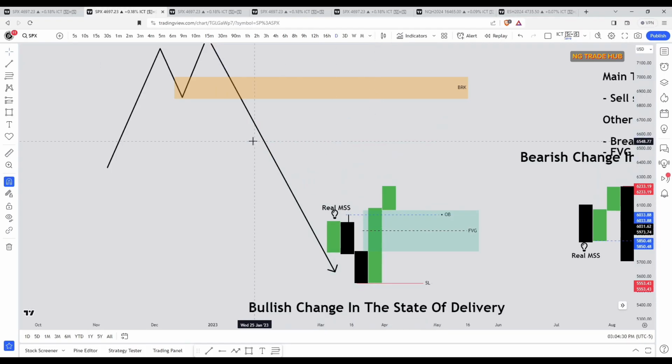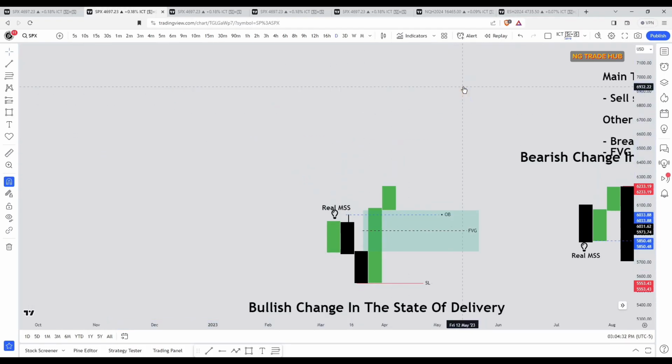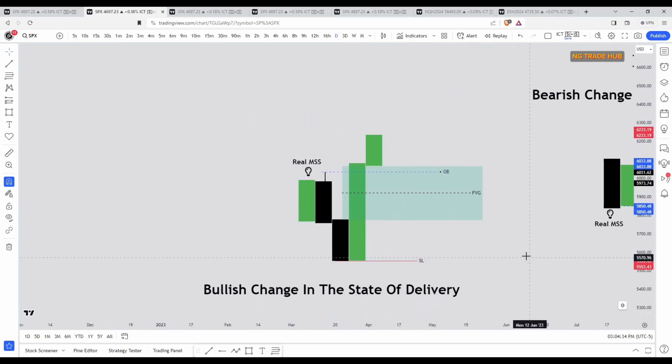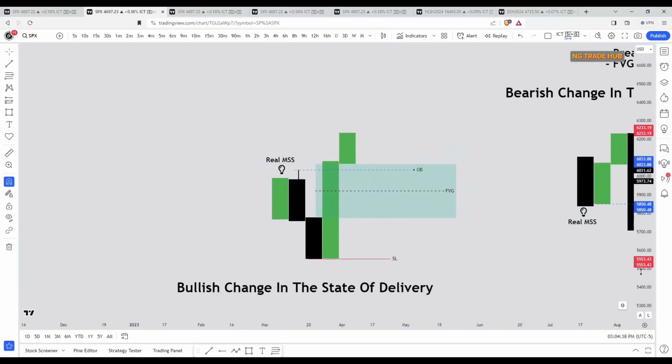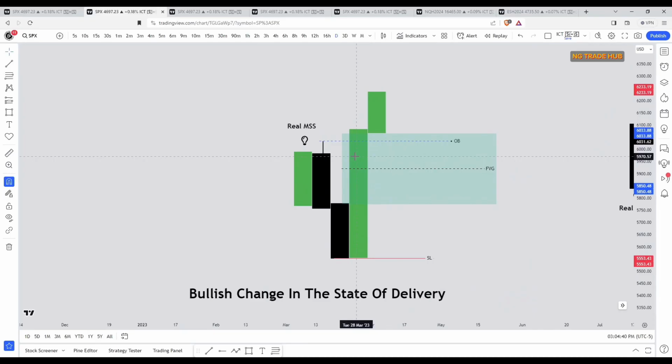We'll be diving into some real chart examples in a second. I'm also going to be diving into one of the big mistakes that a lot of ICT traders make with market structure shifts. So anytime I'm referring to a market structure shift, if you see me post in the Discord, we have a market structure shift with a fair value gap, really, what already occurred is the bullish change in the state of delivery.